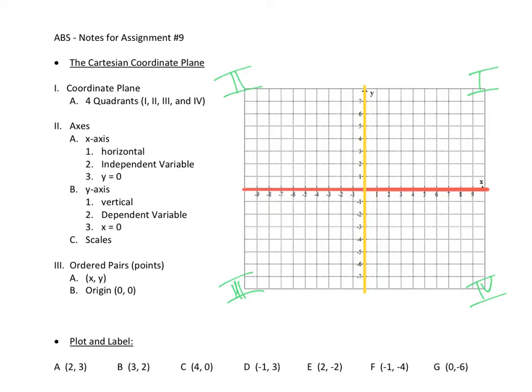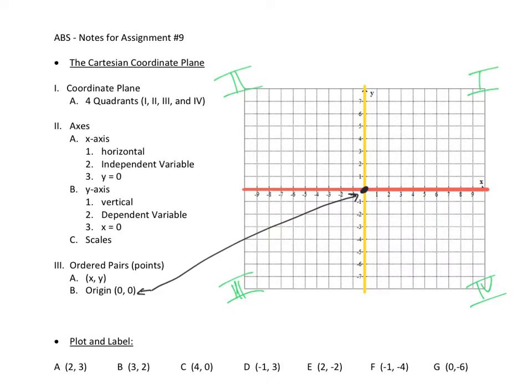Cool. Lastly, we have ordered pairs or points. The points are in fact ordered. They will always be ordered with the x value first and the y value second. And the second bit about this is that we have a very special point where these axes meet, and that is what we call the origin. And we call it the origin because that's where we start when we want to graph ordered pairs.